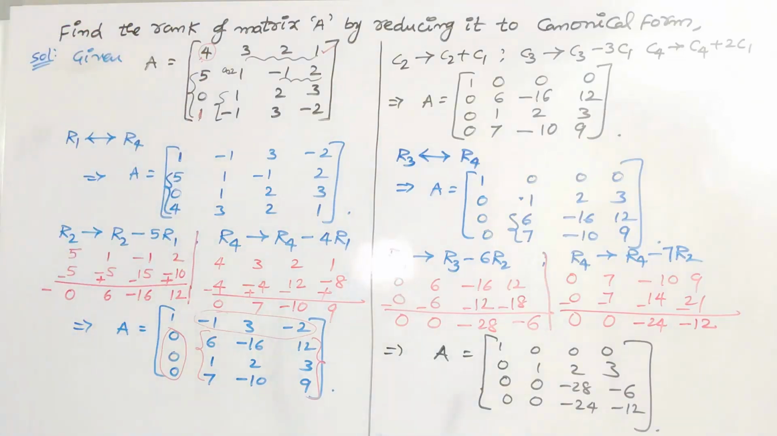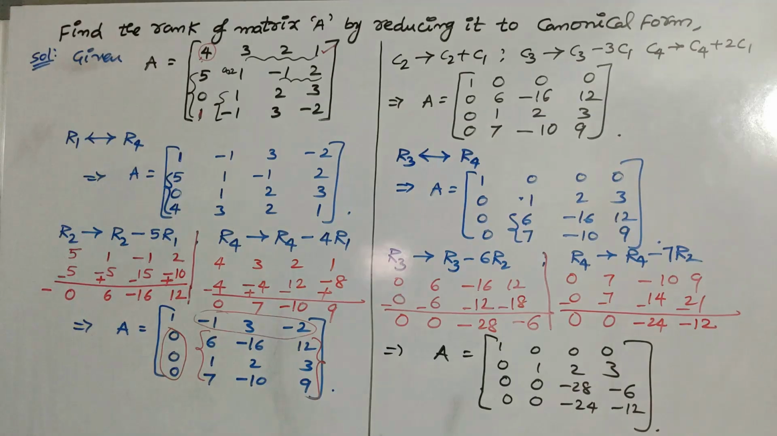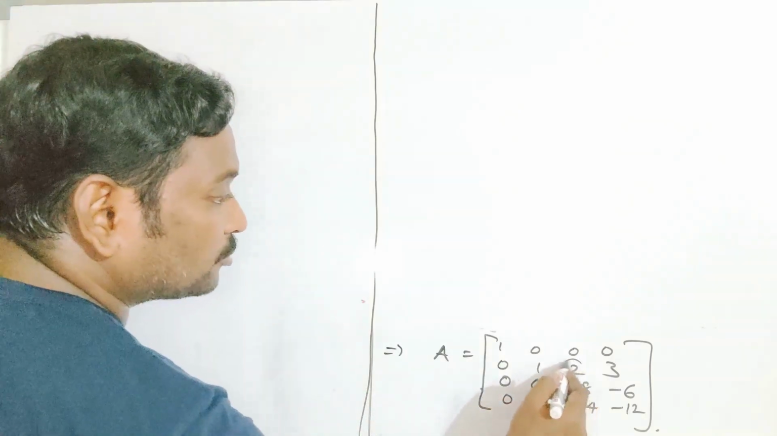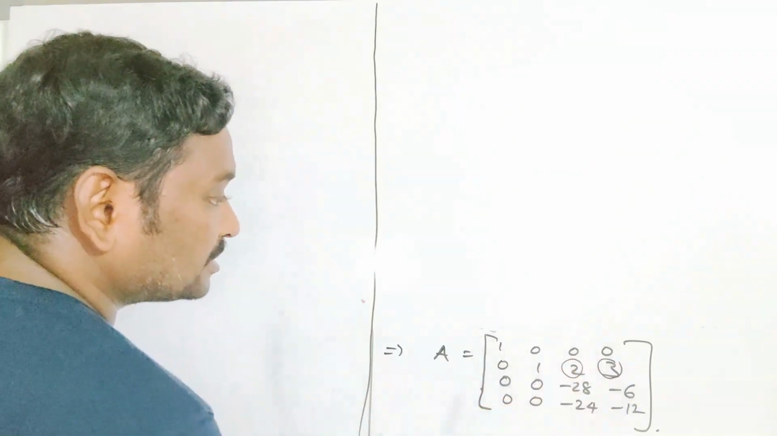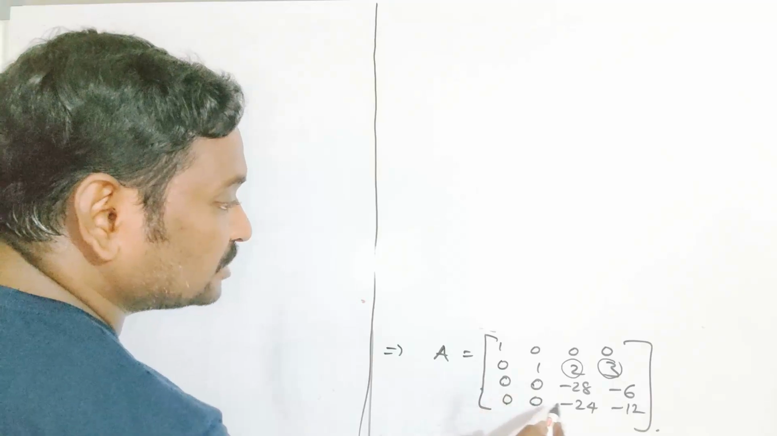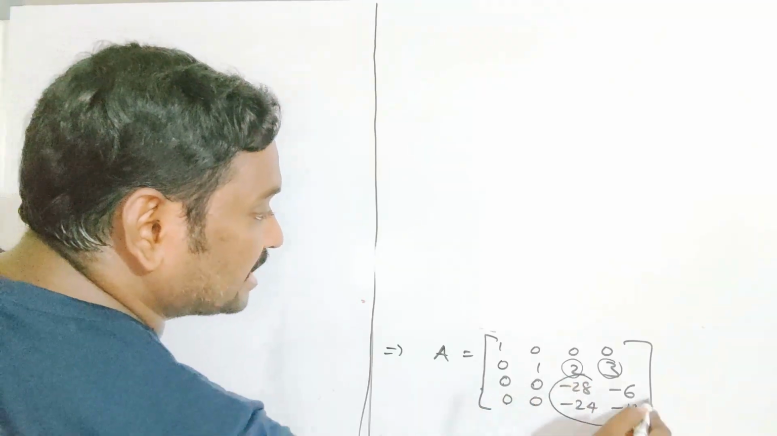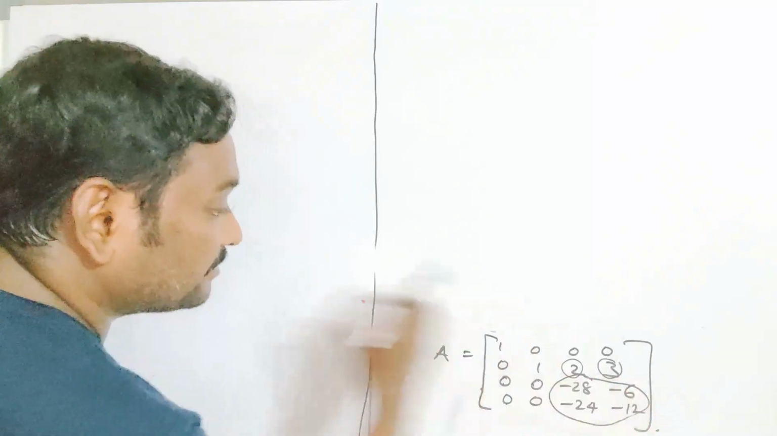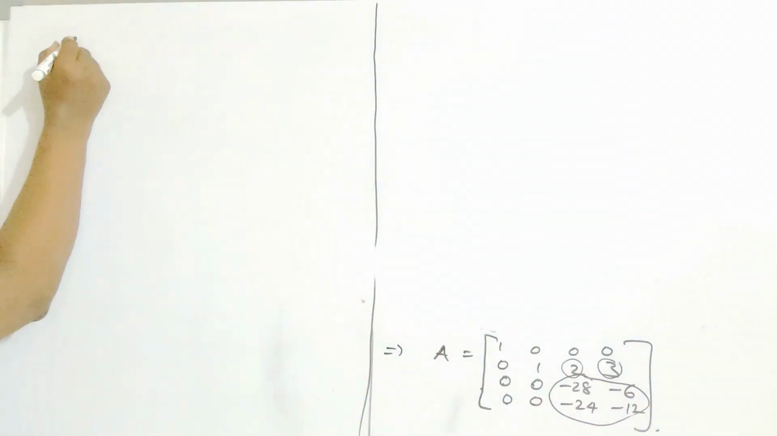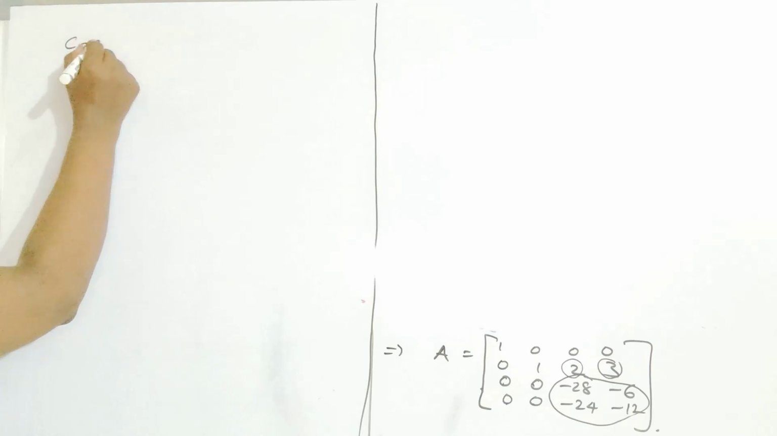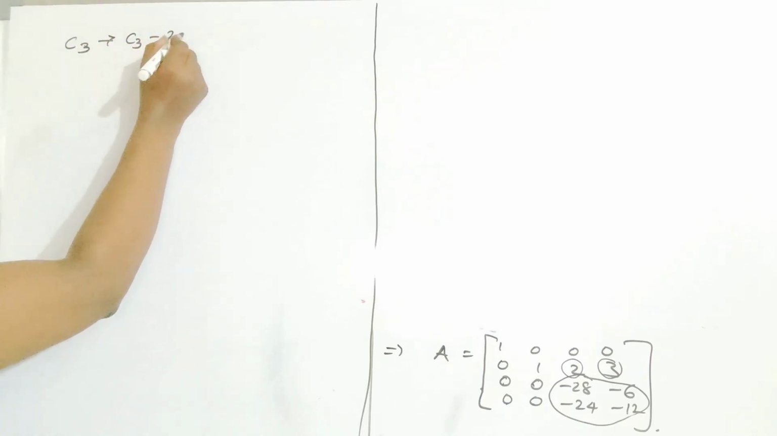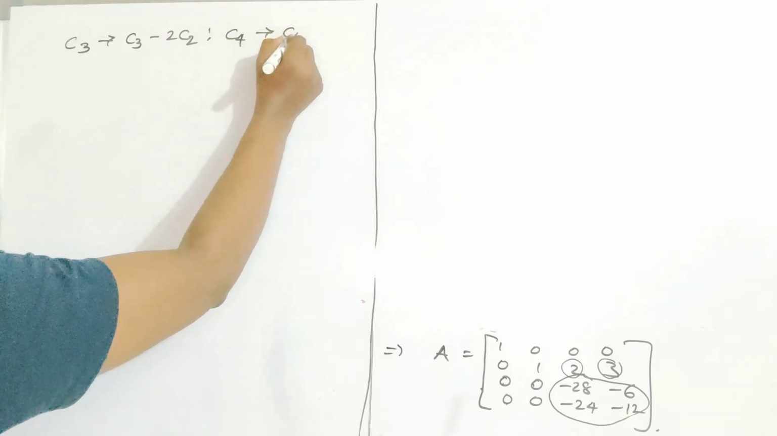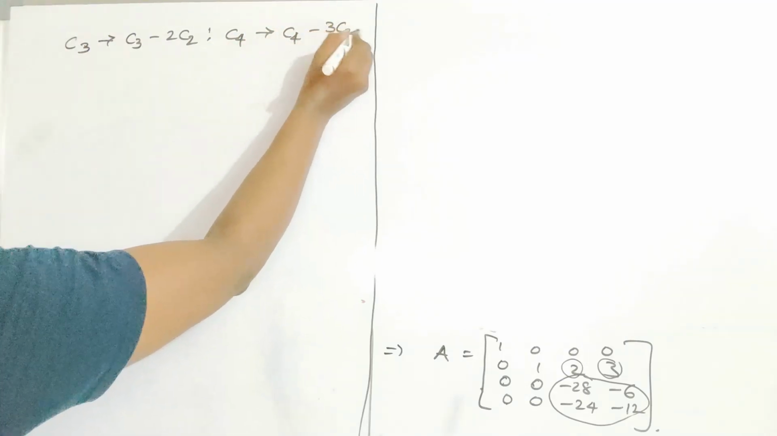Okay, see the next step. By using column operations, we have to make this element 0 and this element 0. Since these both are zeros, these elements still remain the same, don't forget it. You can write similar elements in the next step. So C3 implies C3 minus 2C2 and C4 implies C4 minus 3C2.